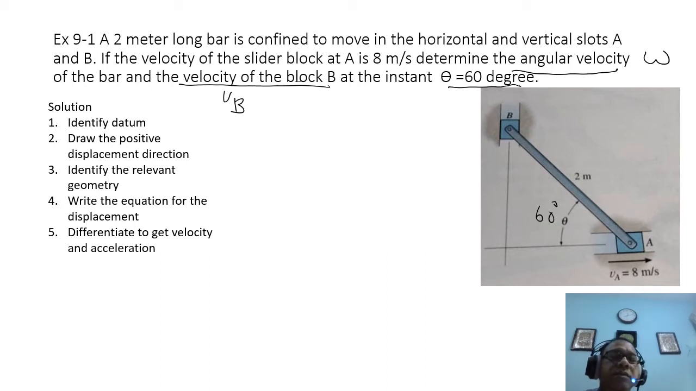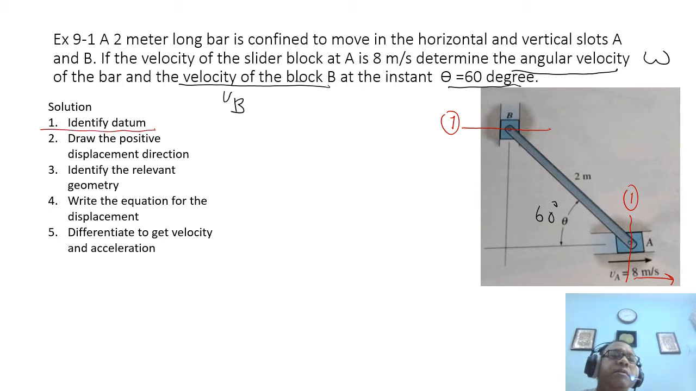So let's look at this solution, the technique that we've put in five steps: identify the datum, draw the positive displacement direction, identify the relevant geometry, write the equation, and differentiate to get velocity and acceleration. Let's see whether we can apply these five techniques here. The first one is to identify the datum, which is quite easy. I'm going to say that this is the datum for A and this is the datum for B. So that's number 1, done.